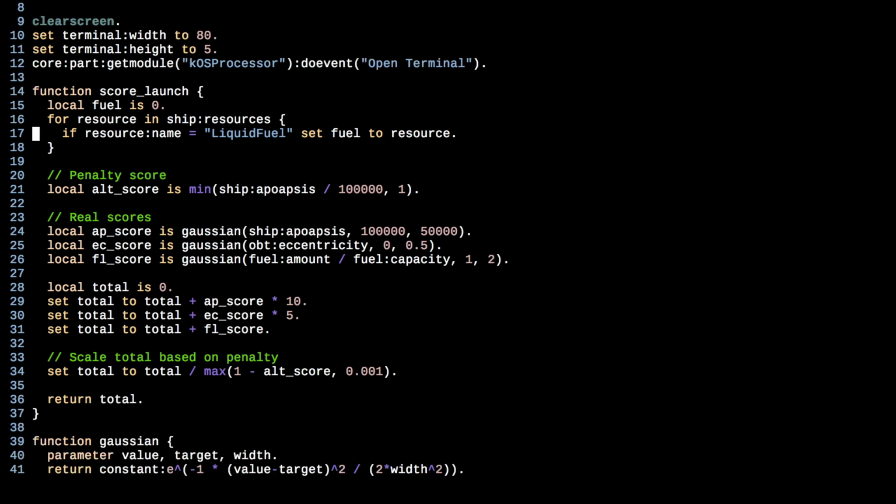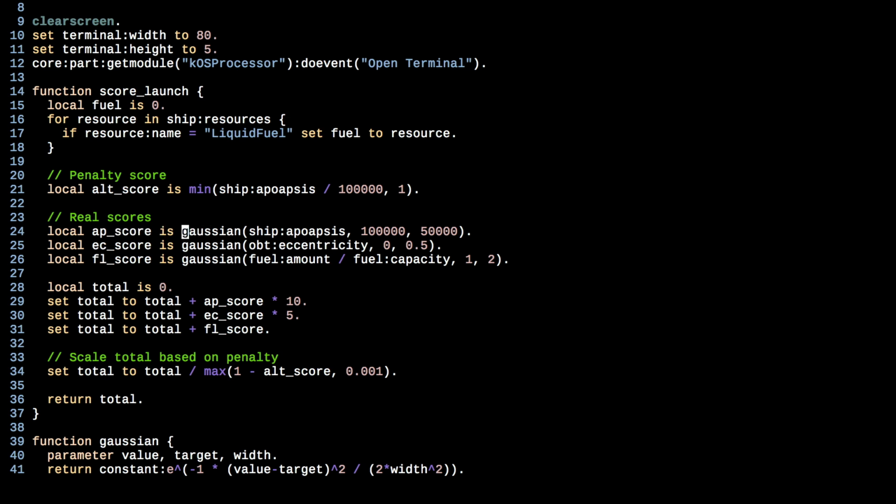First thing we need to do is actually figure out how to score a launch. When we're done with a launch, how do we determine how good of a launch it was? Well, first off, we're going to get the fuel resource so that we can measure that, because that's going to matter. I'm going to skip over the penalty score for the moment. We're going to look real quick at 3 scores. We've got an apoapsis score, we've got an eccentricity score, and we've got a fuel score.